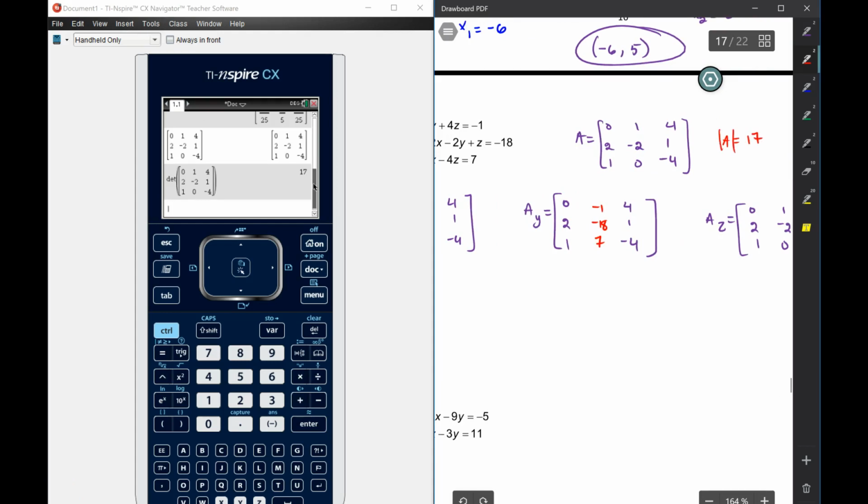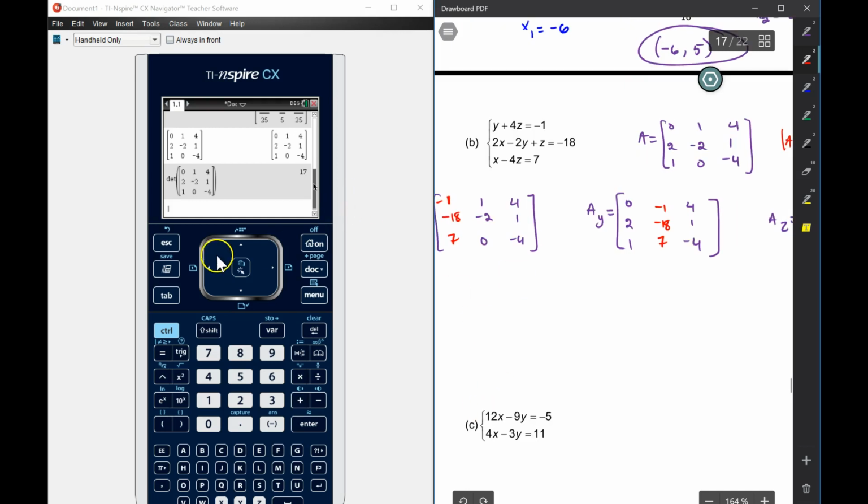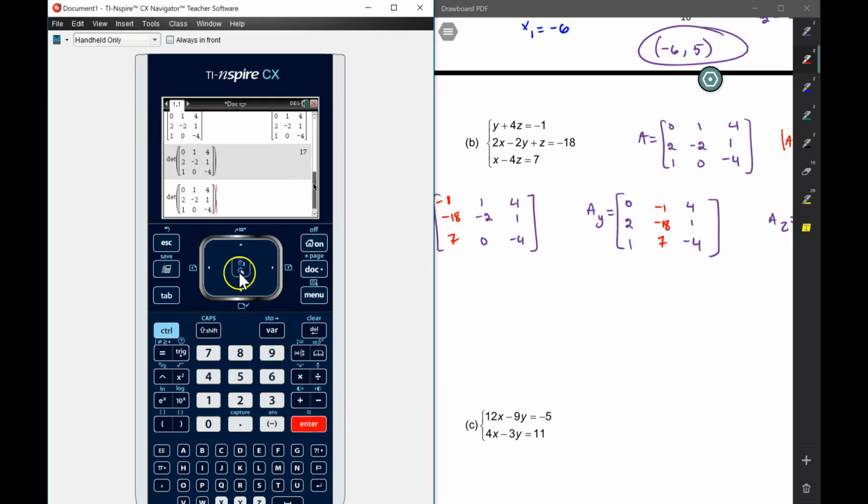Make sure you put those bars around it. Okay, so then for the next one, I think it's easier to just edit. I pressed the up button until that's highlighted and just pressed enter and it brings it back for you. So what is this? -1 and -18. And how much is this? 7. So you get -17.